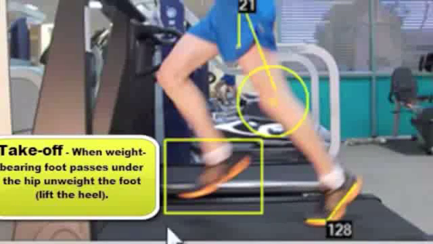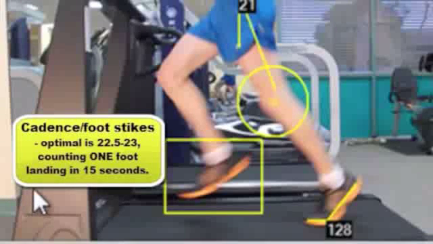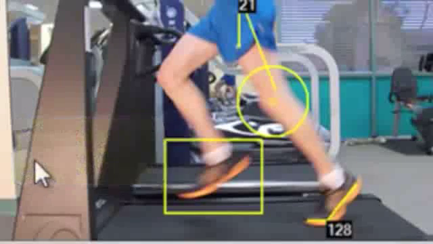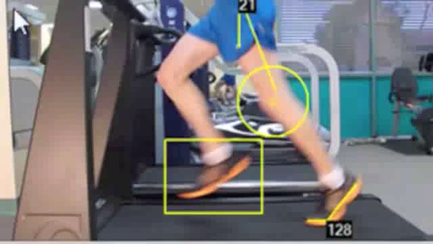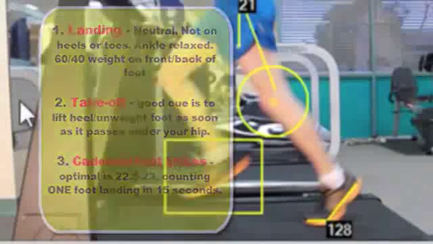And another way to do it is just with this last and final thing, that's the cadence. So the cadence optimally should be about 22.5, 23, counting one foot in a 15-second time period. You were at about 21, so not horrible, but definitely could be better. And you were able to do it. So here are the three things that you can work on: landing, takeoff, cadence. Pretty much if you do one and you do three, you're automatically going to get two. So you don't have to think of too many things, and it's automatically going to just take over, and you're going to be optimized here.